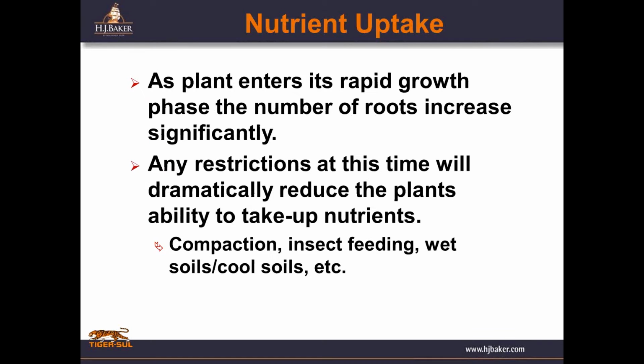Now, as plants enter into that rapid growth phase in the mid part of the growing season, the number of roots increases significantly as that plant demand for nutrients and water increases dramatically. So any restrictions at this time will dramatically reduce the plant's ability to take up nutrients, whether that be compaction, insect feeding, wet soils, cool soils, and so on. So here again, the goal is to minimize the amount of restrictions so that root mass can grow and take up the maximum amount of nutrients that the crop needs.